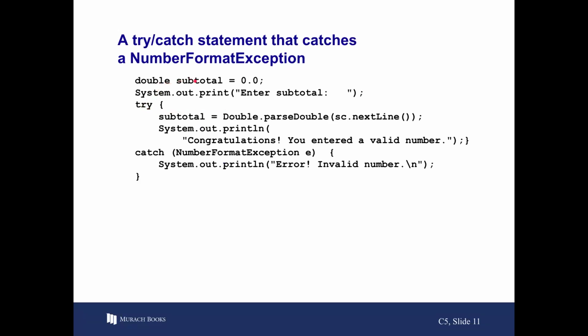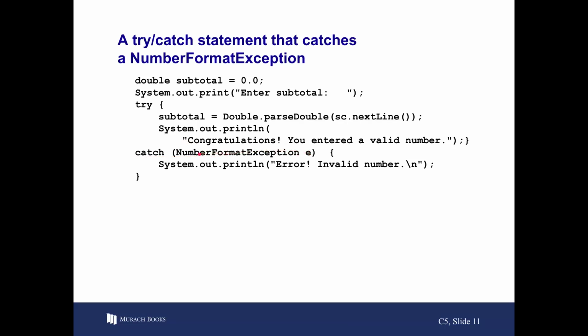We declare a value subtotal, a double, with 0. We then say enter the subtotal, then we do a try, parse double next line. So we've combined the next line and the parse all into one value here. Instead of doing next line into a string and then doing the string with the parse, we've done it all at once. And then we say if that is correct, then we print out the valid number. But we have this catch block here that says catch a number format exception.